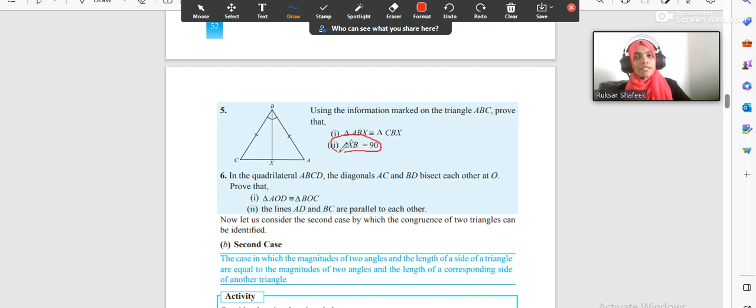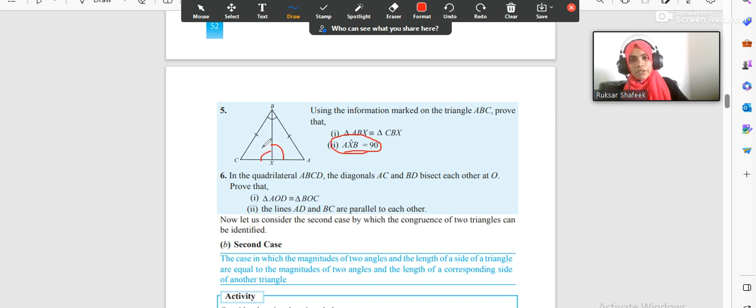Okay, now in this case, they have told us to prove that angle AXB is equal to 90 degrees. This is something that we need to think a little bit about. So, if you look at this part, based on congruent triangles, once we say that two triangles are congruent, the corresponding elements of congruent triangles are equal. So, angle BXC is equal to angle BXA. These two angles are equal.